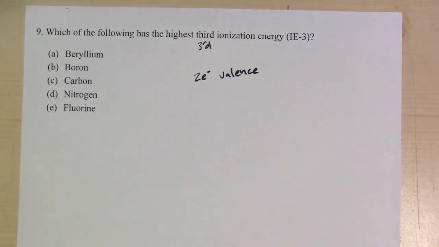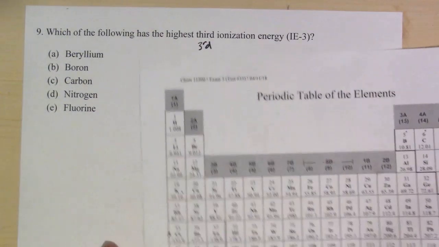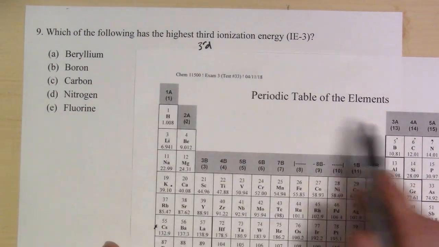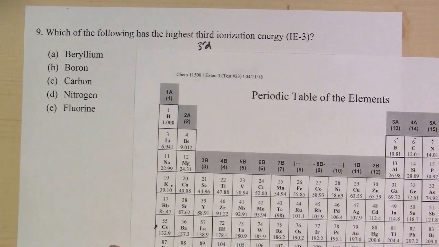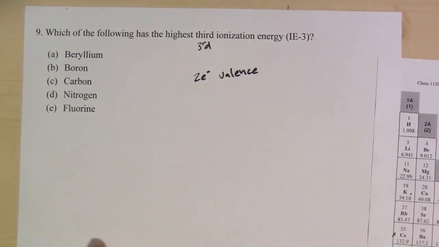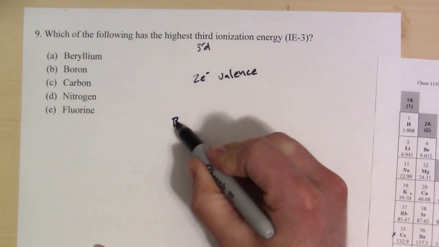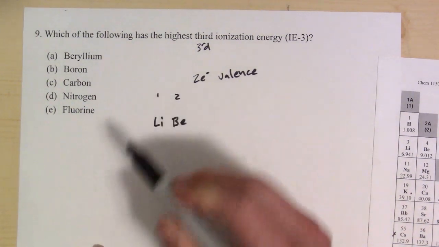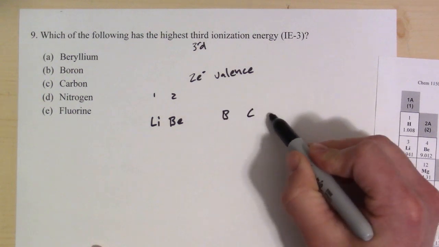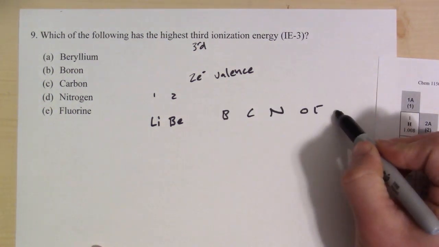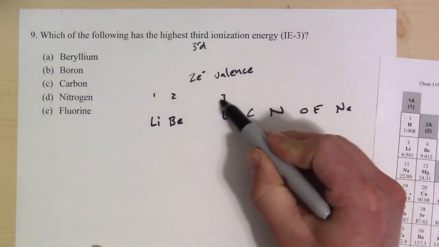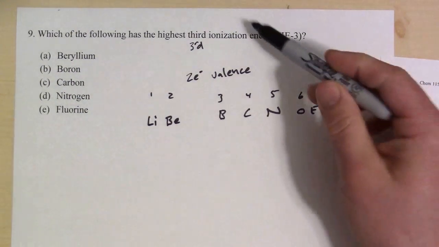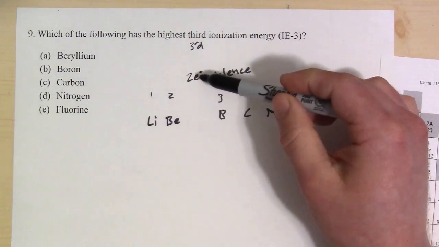You can tell which elements have 2 electrons in their valence shell by looking at the periodic table. The A groupings, 1A, 2A, 3A, 4A, 5A, and so on, tell us how many valence electrons we have. In the second row we have lithium, beryllium, and then boron, carbon, nitrogen, oxygen, fluorine, and neon, so 3, 4, 5, 6, 7, and 8. We want something with a high third ionization energy, which means it has 2 valence electrons.